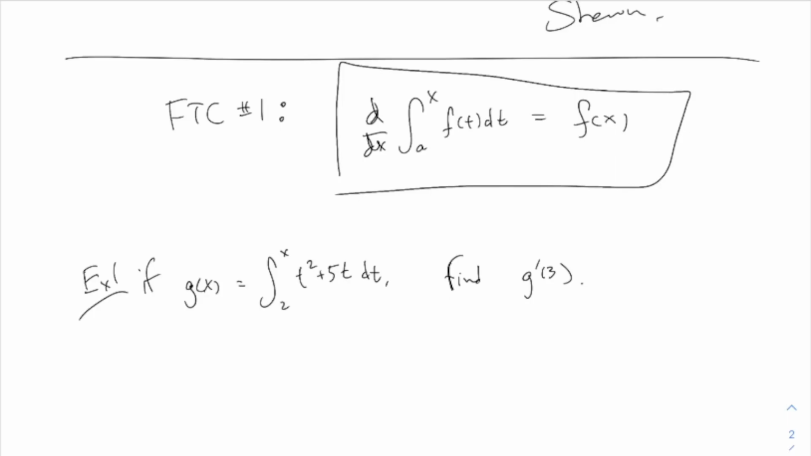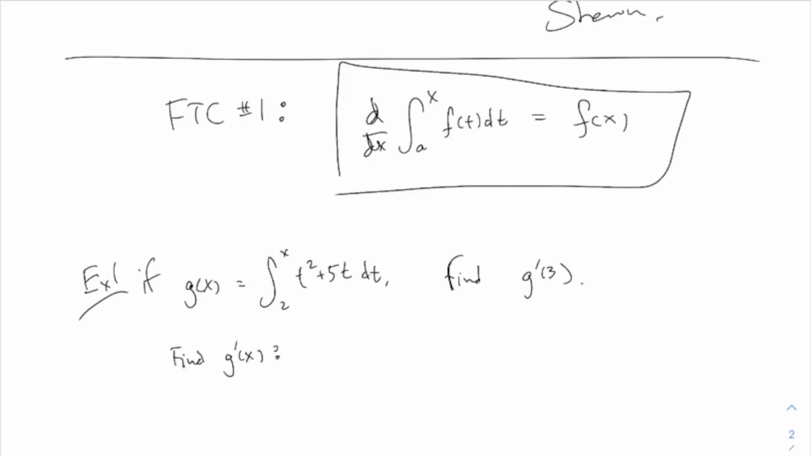So to find g prime of 3, not even looking at that weird formula there, first you should find g prime of x and then plug in 3, right? This is how you find the derivative at a certain point. So first I'm going to find g prime of x. But this, you just use directly the fundamental theorem. The g is in here, and it says when you take the derivative of that, what you get is the inside function, but with x plugged into it.